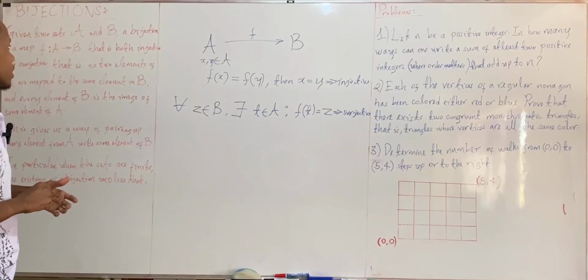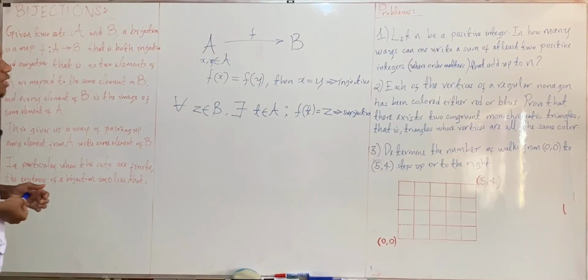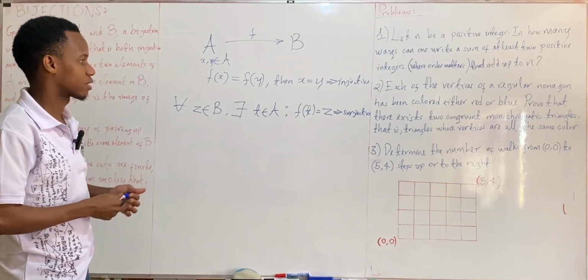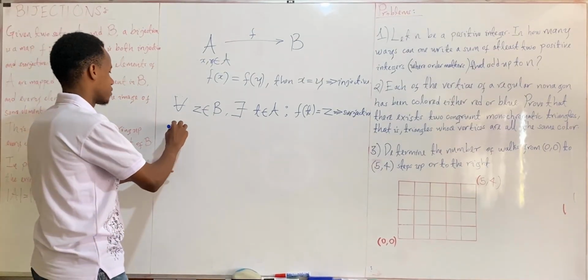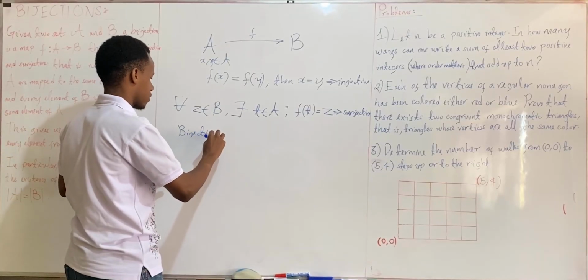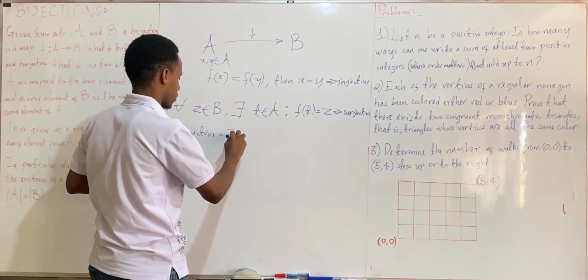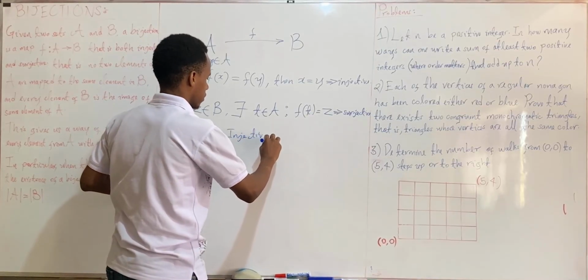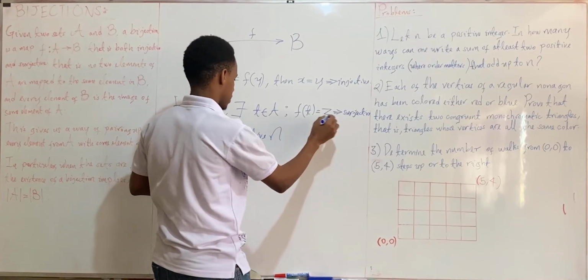And so a bijective function is a function which satisfies both of these conditions. So it is both injective and surjective.